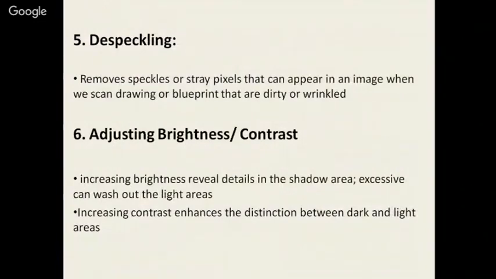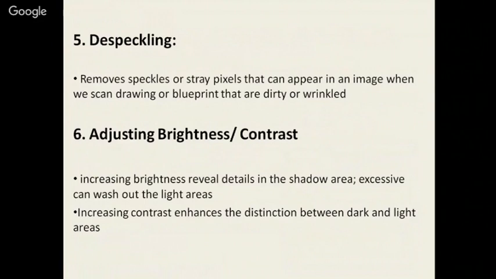And despeckling is removing speckles or stray pixels that can appear in the image when we scan a drawing or blueprint that is dirty or wrinkled. When we retrieve data from analog maps, some stray pixels tend to come in. So through despeckling we can remove, eliminate, or correct them.